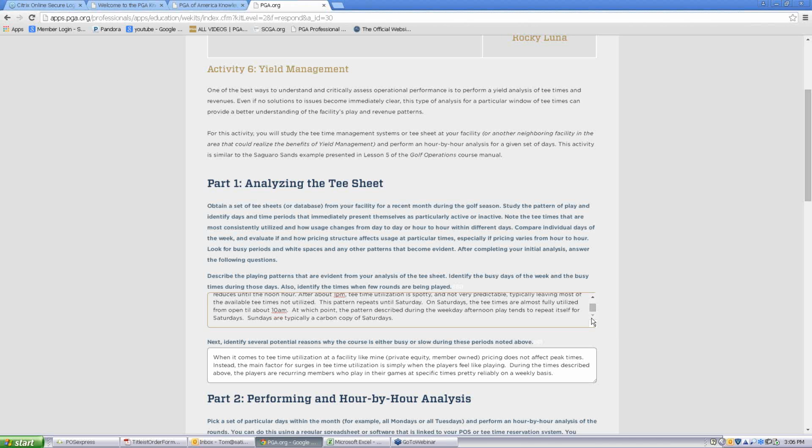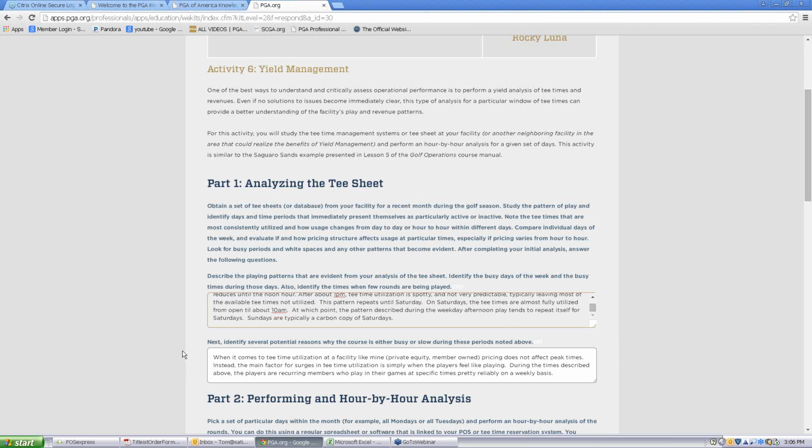For a public golf course, you're looking at times, and we're going to get into yield management on a public golf course in a second. So we'll finish up this question here, then we're going to get into the hour-by-hour analysis. Next, identify several potential reasons why the course is either busy or slow during those periods above.